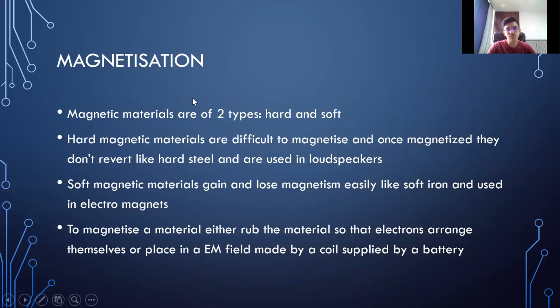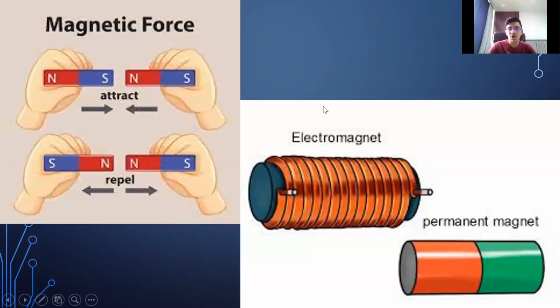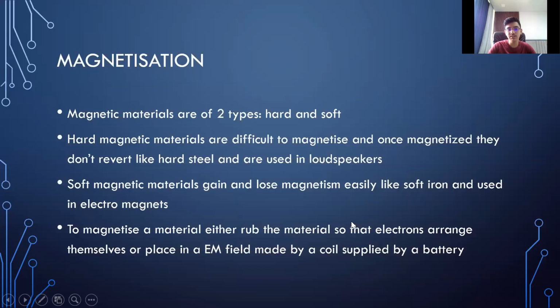So there's two types of magnetic materials, hard and soft. Electromagnet is usually made of soft magnetic material like iron, but a hard magnetic material is like steel. It is used in permanent magnets, and it's much more difficult to magnetize, and once magnetized they don't revert back easily. So hard magnetic materials like steel are used in loudspeakers, microphones, basically any kind of communication devices. So soft magnetic materials gain and lose magnetism easily, like soft iron core, and are used in electromagnets.